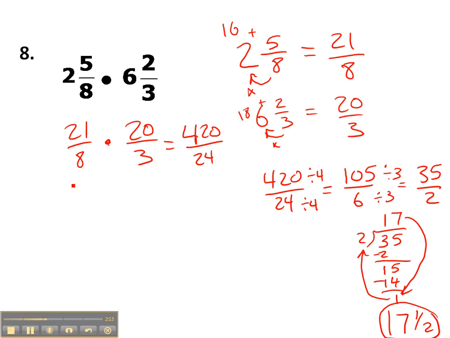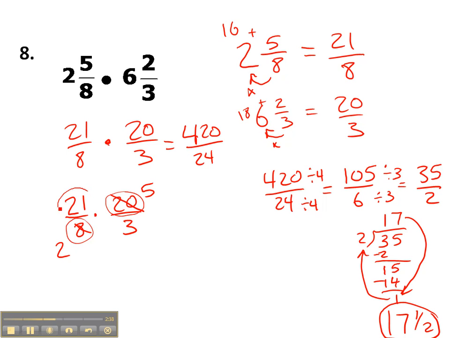Now let me do it the easier way. I think it's easier. We'll start with the same improper fractions, 21 over 8 times 20 over 3. And then I look across diagonally. I look at this numerator and this denominator, and I see I have a common factor of 4. So dividing by 4, 20 divided by 4 is 5, and 8 divided by 4 is 2.